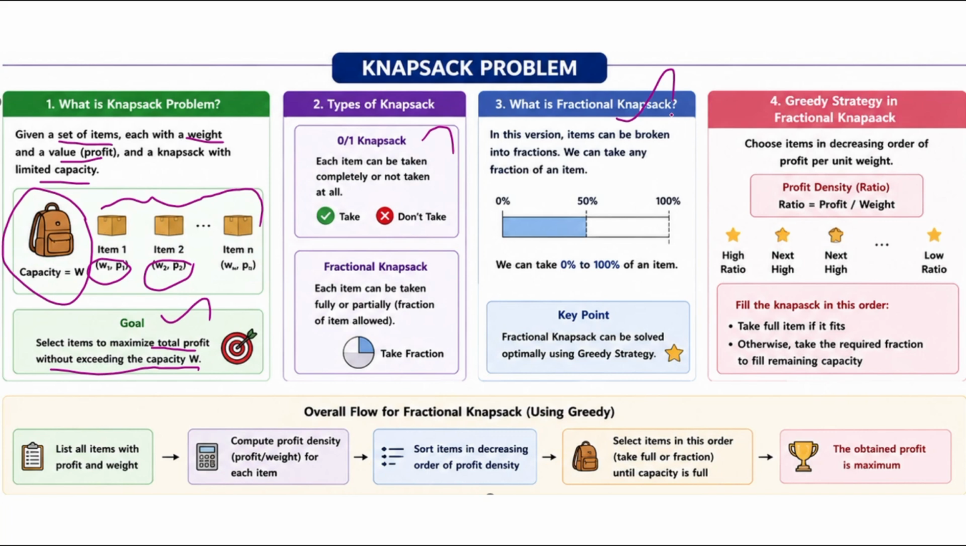If 100 percent is there, we can take 50 percent or 25 percent. It is possible in the fractional knapsack problem. But in 0/1 knapsack, we must take the whole item or leave it. For example, TV, fridge, laptop: we cannot divide those items. If the bag capacity is small, we cannot take half a TV or 25 percent of a laptop. So either take the item completely or do not take it.